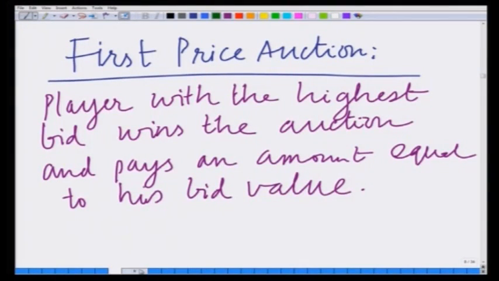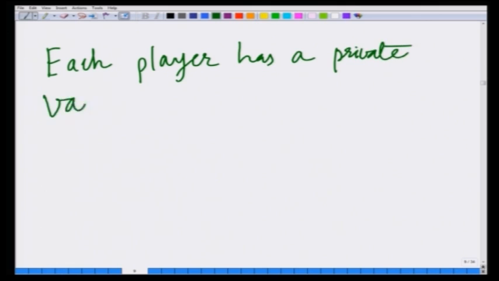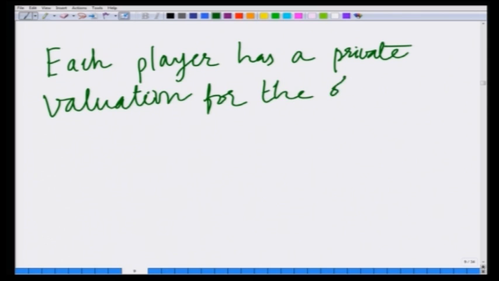Now, in addition to the bids B1 and B2 in an auction, each player has a private valuation for the object. What is a valuation? A valuation basically is how much the bidder values the object.